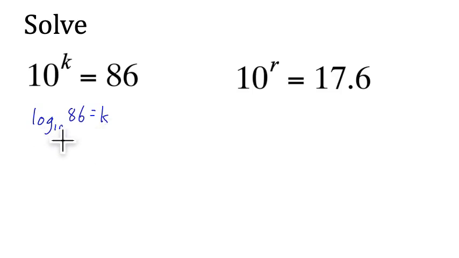Now, log of base 10, that's called the common log. And on scientific calculators, there's a button to help us figure out what this is. So let's rewrite this as a common log. It'll be log of 86. When we see this, we understand that the base is 10.